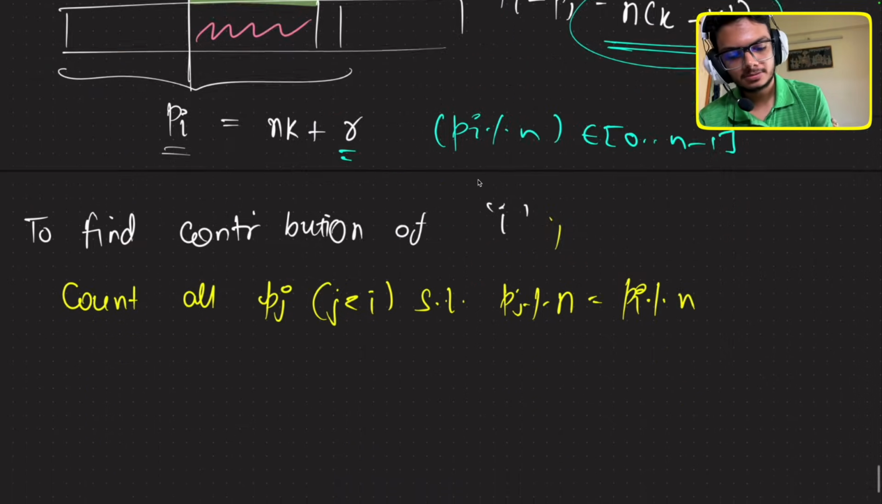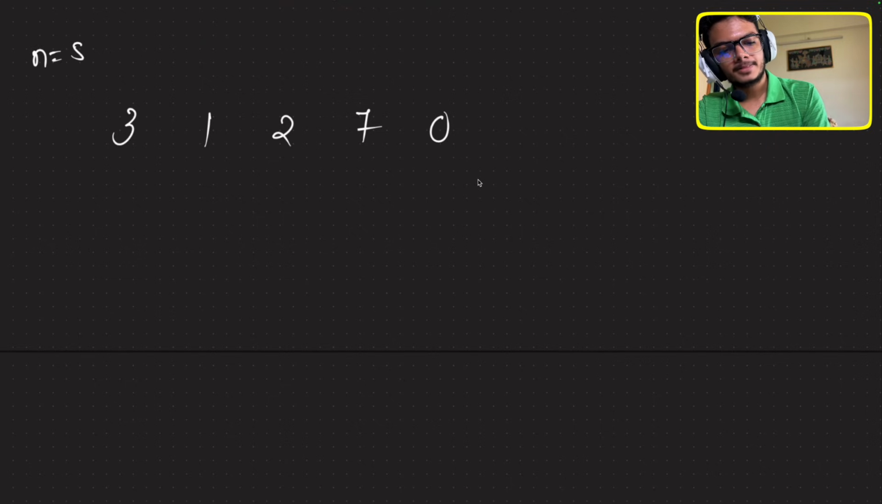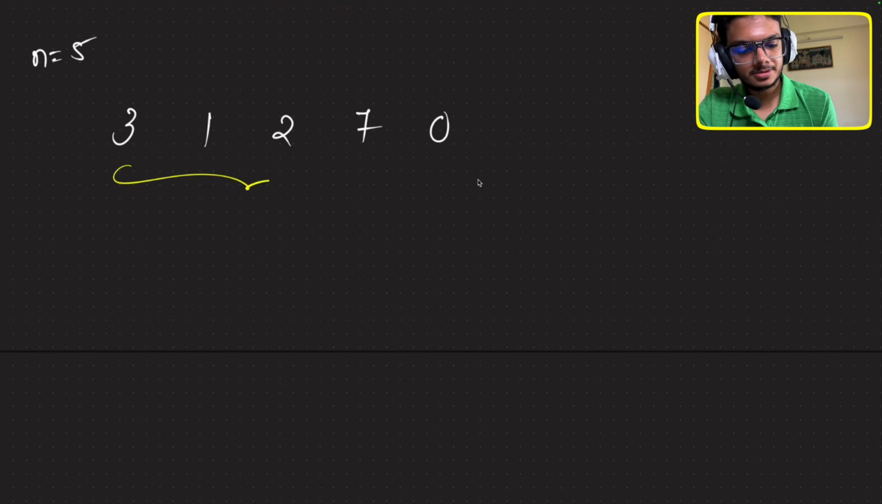Let me show you an example. So let's take an example here. Let's take the same example, 3 1 7 3 1 2 7, and we took a 0, right? So n is 5 here, right? Now what is the prefix sum till this part?